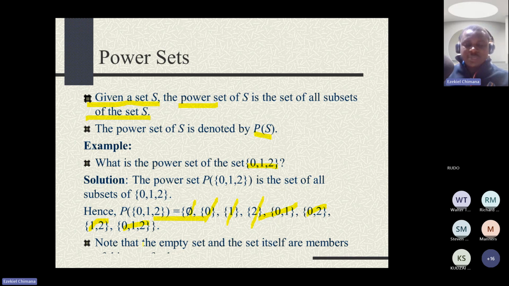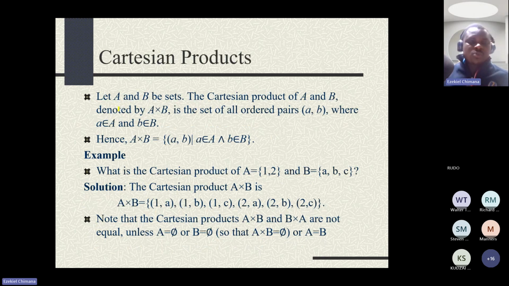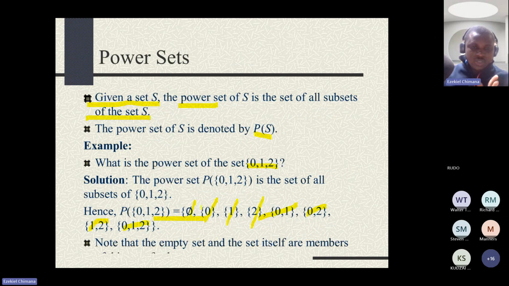So note that the empty set and the set itself are members of a power set. So you need to know that, guys. Otherwise, you'll be asked to come up with this power set, and maybe you forgot to put the empty set and the set itself. So guys, if you are being asked to find a power set, that's what you do. You list these, not just give us the total number of possible subsets that you can create and say this is the power set. No.